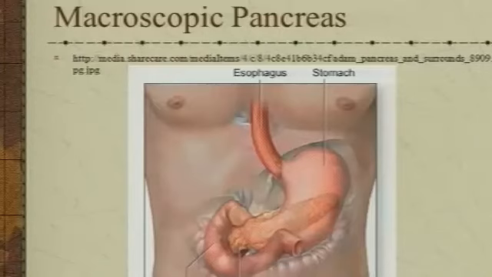Here it is. Here's our little picture, okay? They've got, realize that the stomach guy is superimposed. So the pancreas is going to kind of nestle right behind the stomach there.